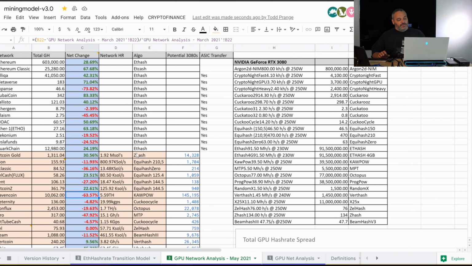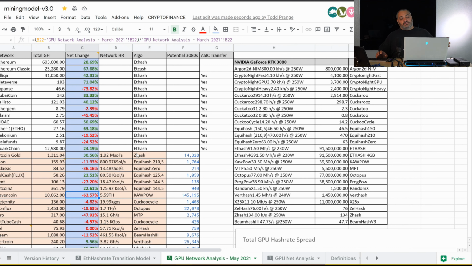Like with Ravencoin as an example, 5.59 terahash is its current total network hash rate. When you convert that over, it's about 10 terahash of potential Ethereum hash rate. And that's down quite a bit. That's because, from this snapshot, Ravencoin hit a top of about 27 cents. It's come back down to about 9.5 cents, 10 cents. It's up a little bit today.